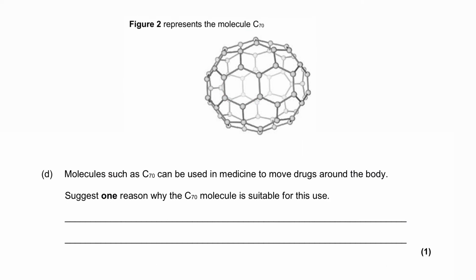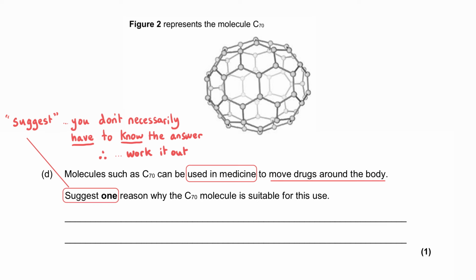Molecules such as C70 can be used in medicine to move drugs around the body. Suggest one reason why the C70 molecule is suitable for this use. And we've only got 1 mark here, so therefore it's really important that we do only list 1 reason.